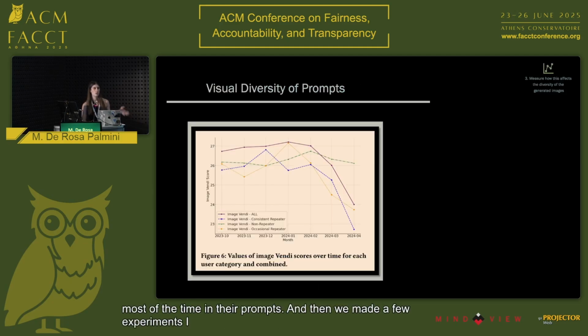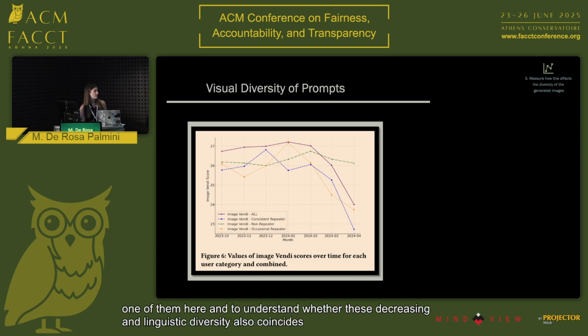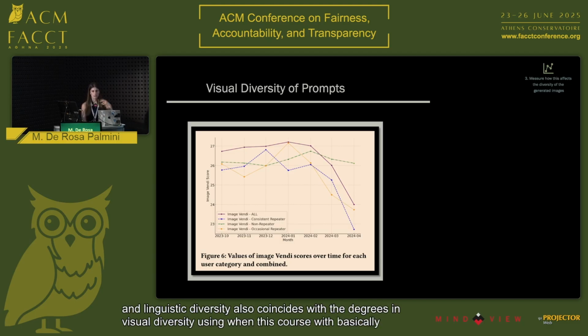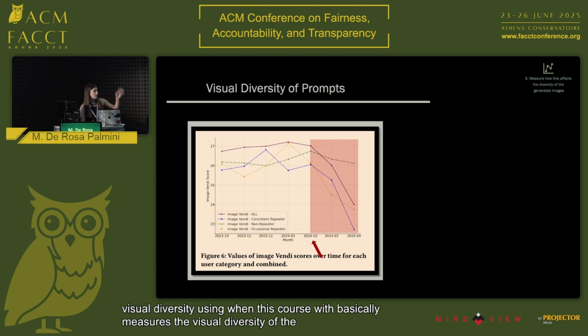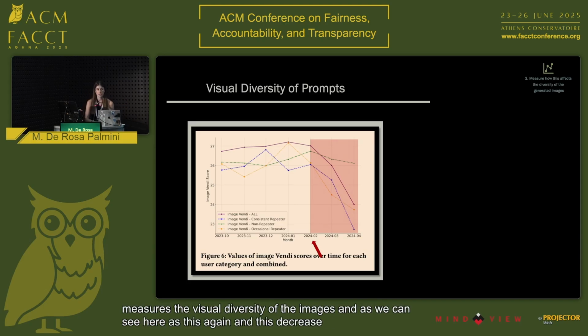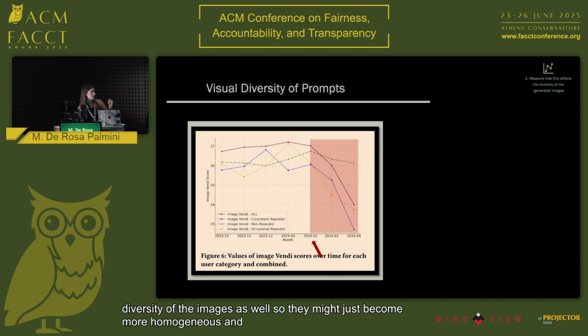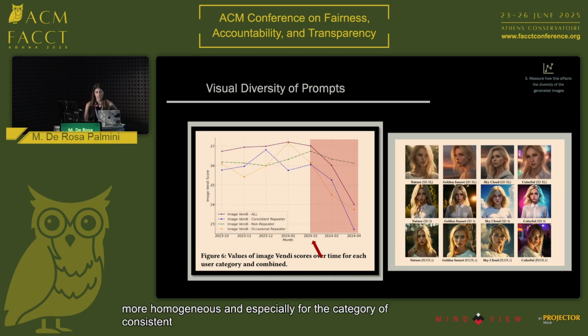I'm going to show you one of them here, to understand whether this decrease in linguistic diversity also coincides with a decrease in visual diversity, using Vendi score, which basically measures the visual diversity of the images. And as we can see here, there's again this decrease in the visual diversity of the images as well, so the images become more homogeneous, especially for the category of consistent repeaters. And here we can see some examples derived from the CivitAI dataset from the category of consistent repeaters.